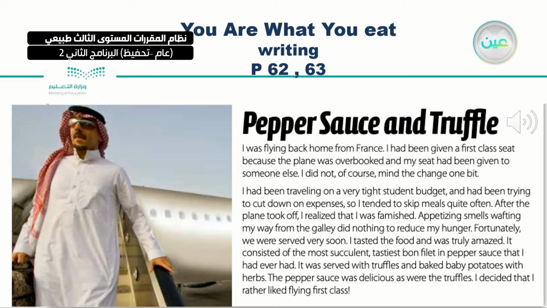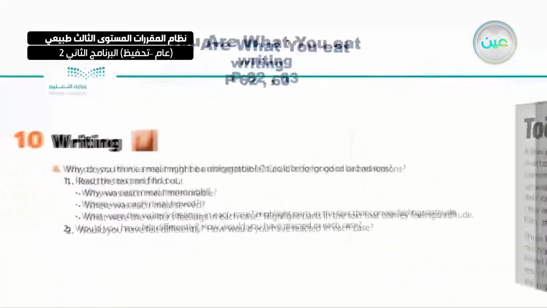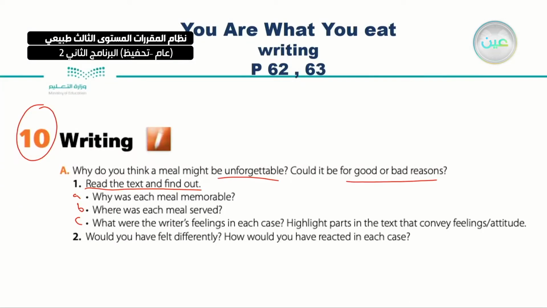Very good. Now, let's go back to the questions, of course. Why was each meal memorable? Number 2, where was each meal served? And C, what were the writer's feelings in each case? I'm talking about the two titles. Highlight parts in the text that convey feeling and attitude.